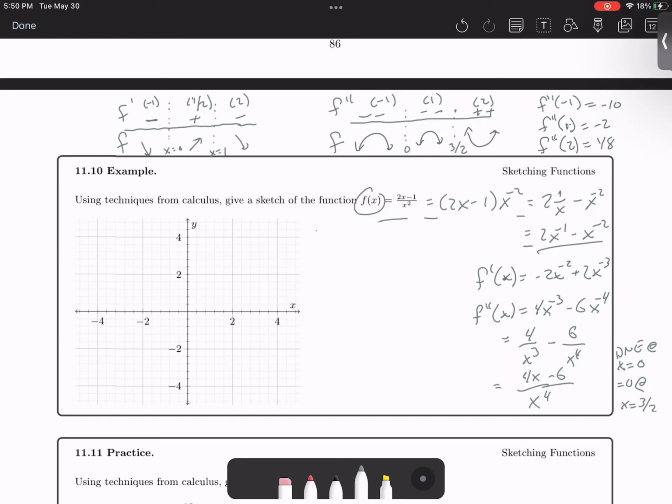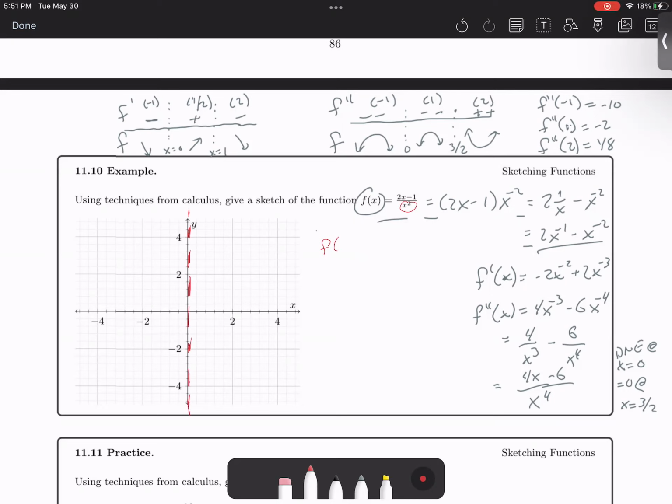Okay, I think we are ready to plot some points onto the function and then go ahead and fill in the gaps. So our original function, first, it's going to have a vertical asymptote at 0. So we are not allowed to cross the y-axis here. We're not going to have a y-intercept.